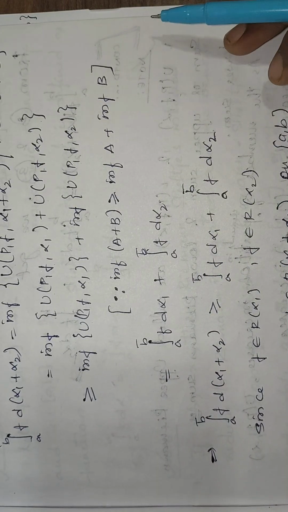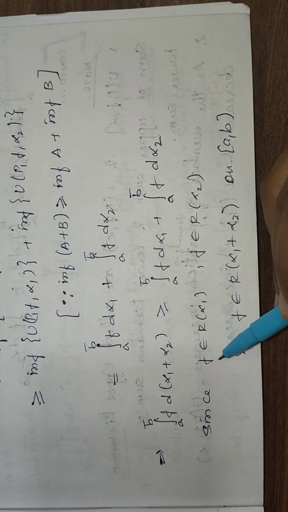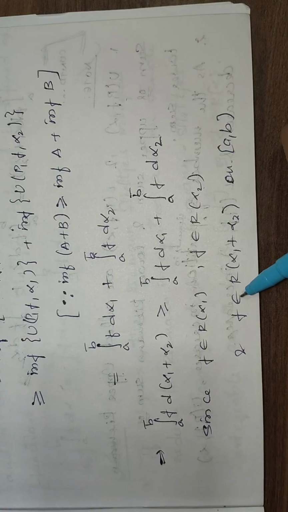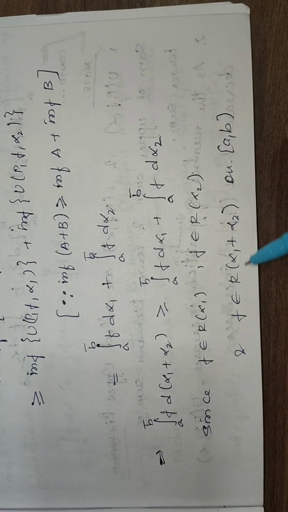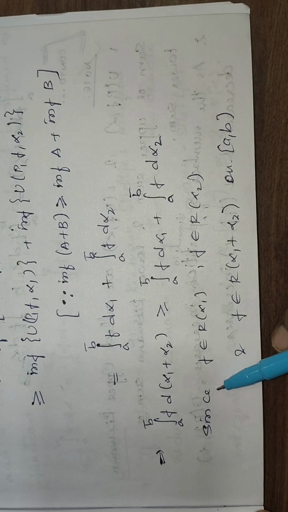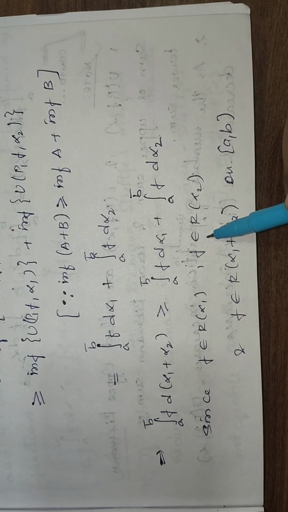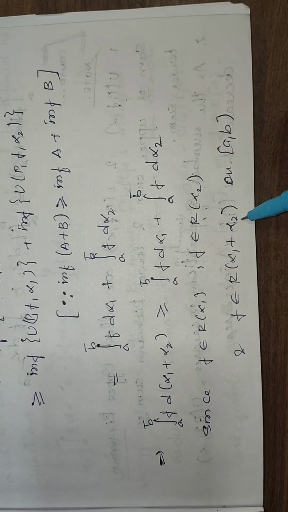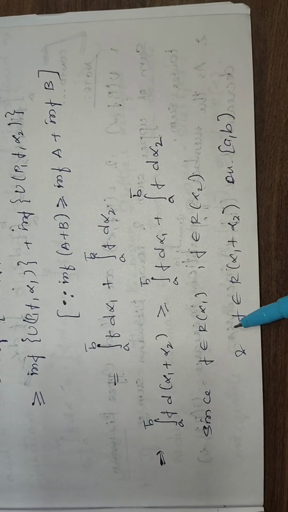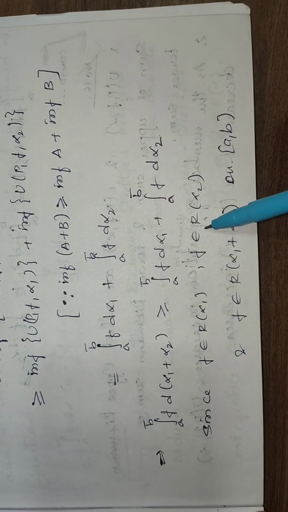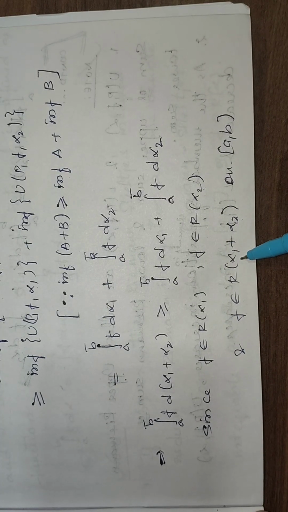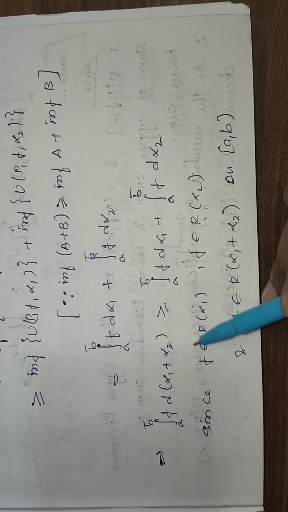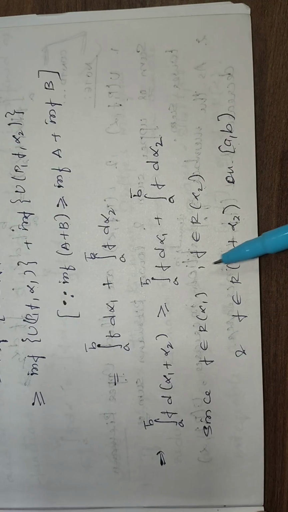Okay, and since f belongs to R of alpha 1 and f belongs to R of alpha 2, see here from the first part of the theorem we have this. So since f belongs to R of alpha 1 and f belongs to R of alpha 2, we have f belongs to R of alpha 1 plus alpha 2 from the first part of the theorem. Now we have f belongs to R of alpha 1, f belongs to R of alpha 2 and f belongs to R of alpha 1 plus alpha 2 on closed interval [a, b]. So I can use the definition of Riemann integrability here.